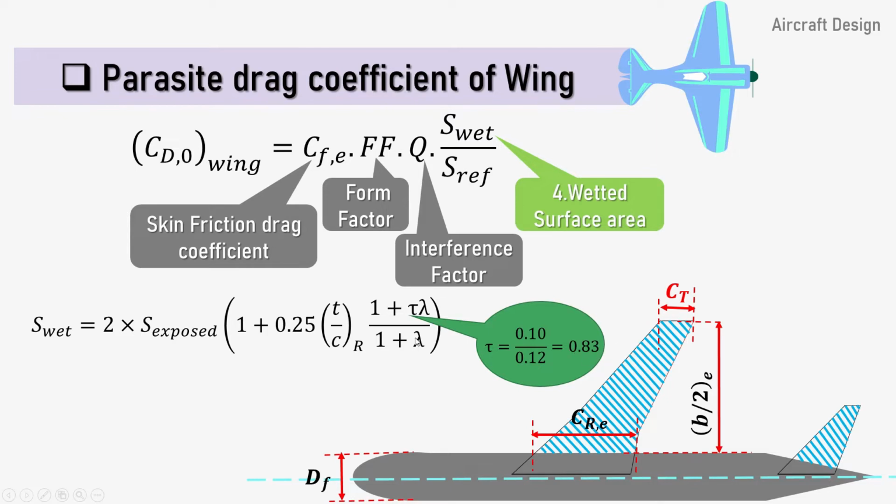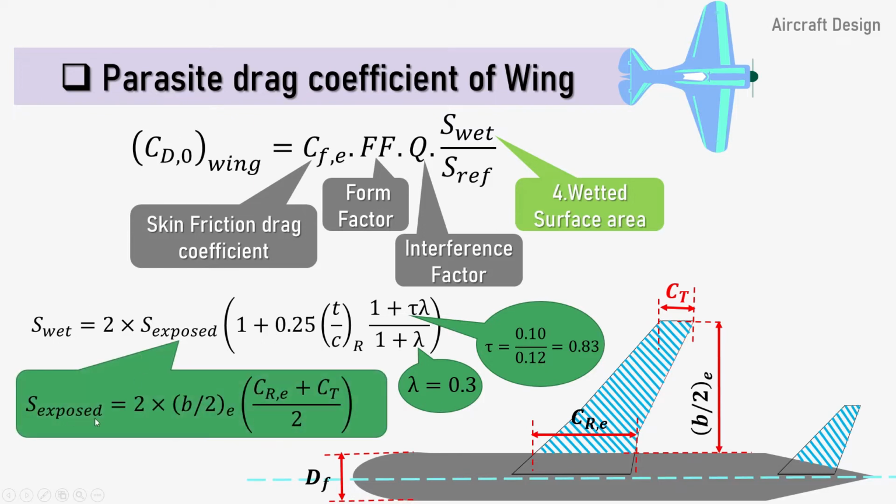Lambda of my wing was 0.3, that is the taper ratio. Now substituting that value, what does S exposed mean? Again we need to find the exposed wing area. How can we find it? Again by means of a formula, that is how much of the wing area is exposed in our design. So using this formula, (b/2)_exposed × (C_RE + C_T)/2 × 2.